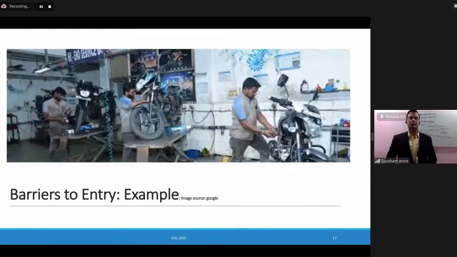Third is your barriers to entry. Any sector which requires a lot of capex, again like the power sector, you have the cement sector, you have automobiles, where the entry and exit is not that easy. So you can always invest in those companies because there the competitors will be very few.